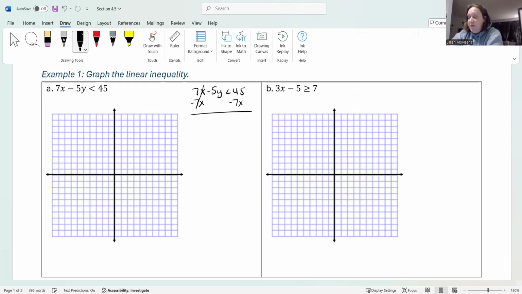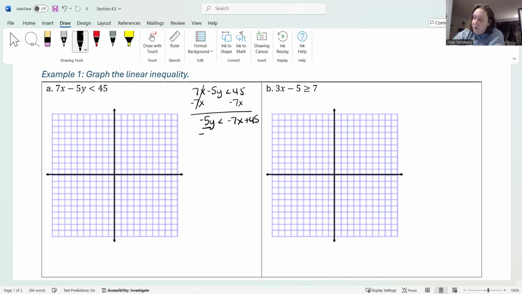When I subtract, 7x minus 7x is just 0, leaving me with negative 5y is less than negative 7x plus 45. I need to undo the multiplication of negative 5 and y. In order to do that, I have to divide all of the terms by negative 5 and be very careful. When you multiply or divide an entire inequality by a negative, all of your signs are going to change. And to compensate for that consistent sign change, you, the mathematician, have to reverse the direction of your inequality symbol.